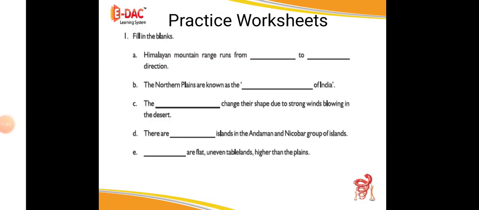Practice worksheet. Let us now solve some more questions related to the concepts that we have learned in this chapter. Read the questions given in front of you and write the responses to each question. Let's start.